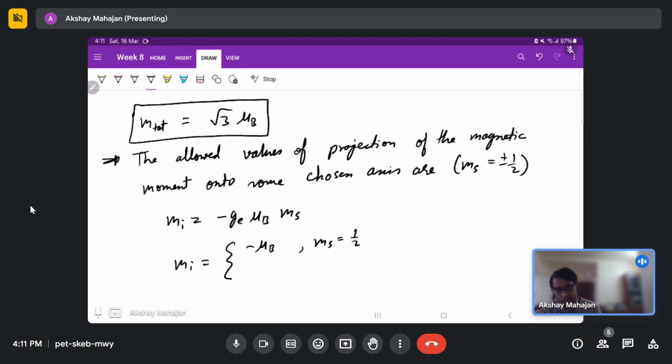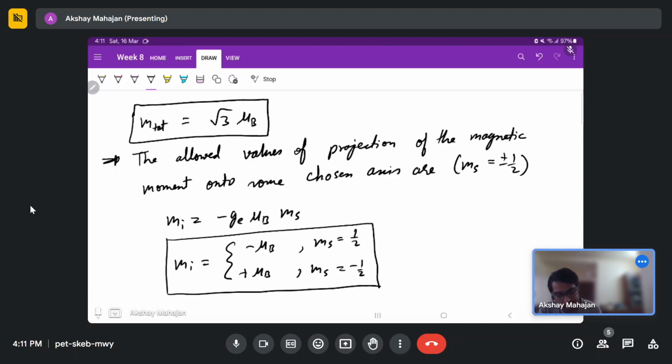But basically it will be equal to the magnitude g times mu B times ms, and for ms we have plus or minus half, but mi is minus g. So accordingly we will have this magnetic moment in a specific, let's say z direction. We will have these values: minus mu B and plus mu B.